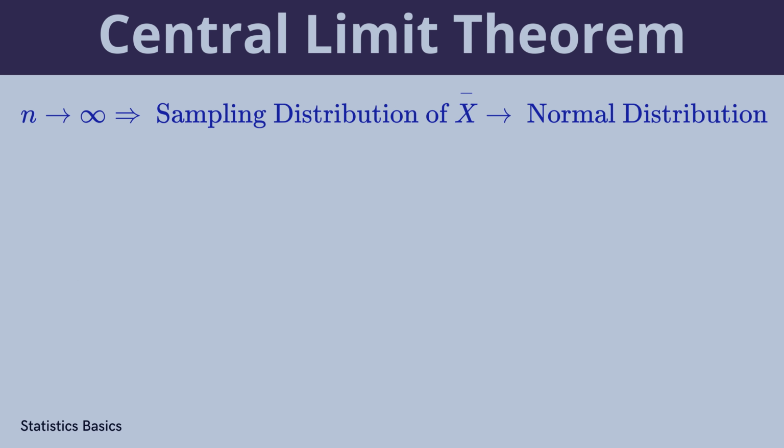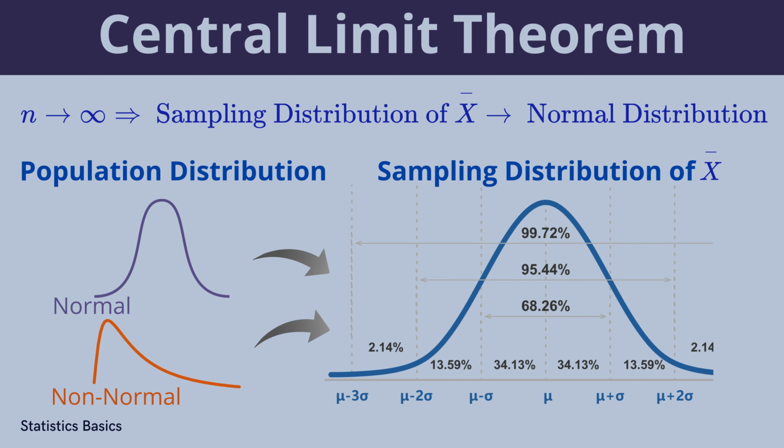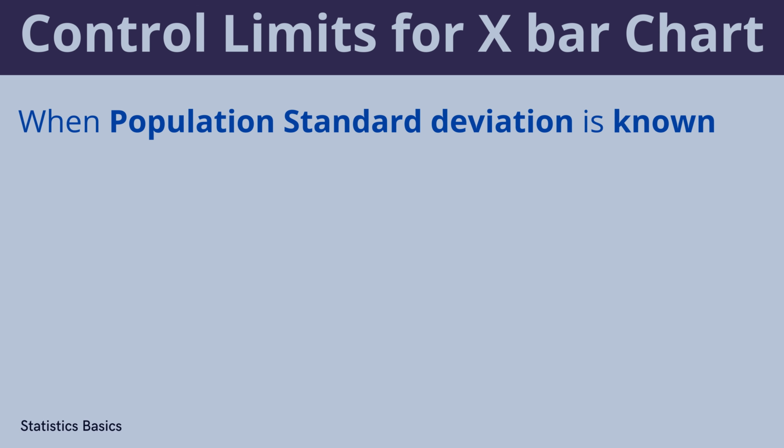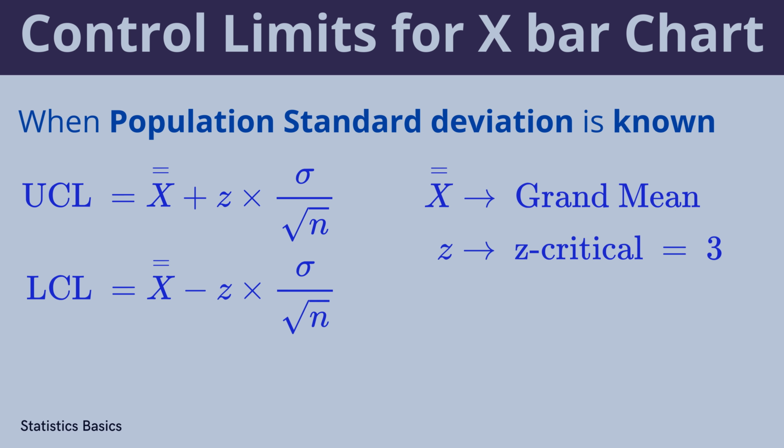This theorem states that as the number of samples increases, the sampling distribution of the sample means follows a normal curve, regardless of the distribution of the population. This is why the X-bar chart requires the subgrouping of the samples, which involves collecting a set of individual observations under identical process conditions. When the population standard deviation is historically known, the upper and lower control limits for the X-bar chart are calculated using the following formula, where X double bar is the grand mean, Z is the critical value, which is typically set to 3, and N is the subgroup size.